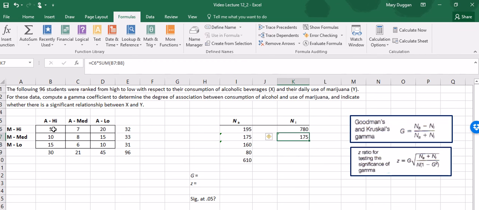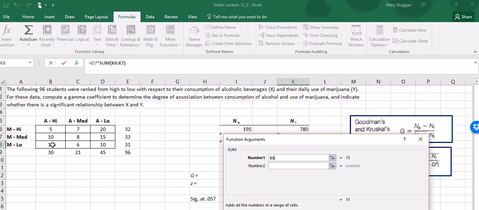This is the highest group in alcohol and marijuana, so there's not going to be a group that's higher than that group. So we're going to skip down to the next one that we can work with, 15. And if we go down and to the left, we've got these two cells here that we can match it with for an inversion. So I've got equals 15 times the sum of these two.